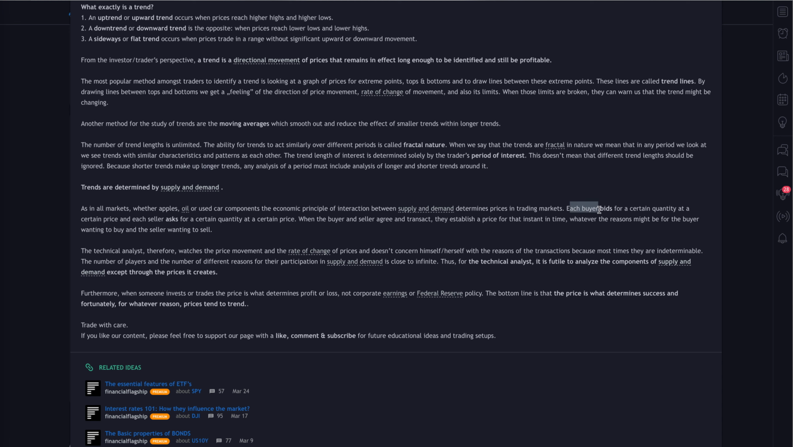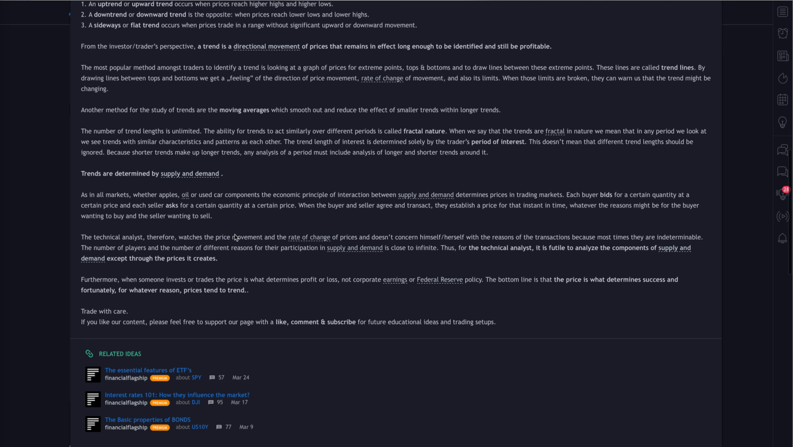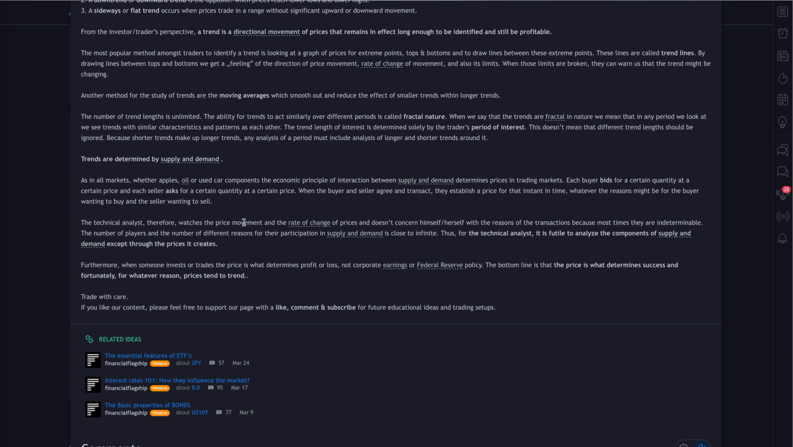Nevertheless, each buyer bids for a certain quantity at a certain price, and each seller asks for a certain quantity at a certain price. When the buyer and the seller agree and transact, they establish a price for that instant in time. Whatever the reason might be for the buyer wanting to buy and the seller wanting to sell, that price has now been established. The technical analysts, therefore, watch the price movement and the rate of change of prices, and they are not concerned with the reasons for these transactions, because most times they are indeterminable.